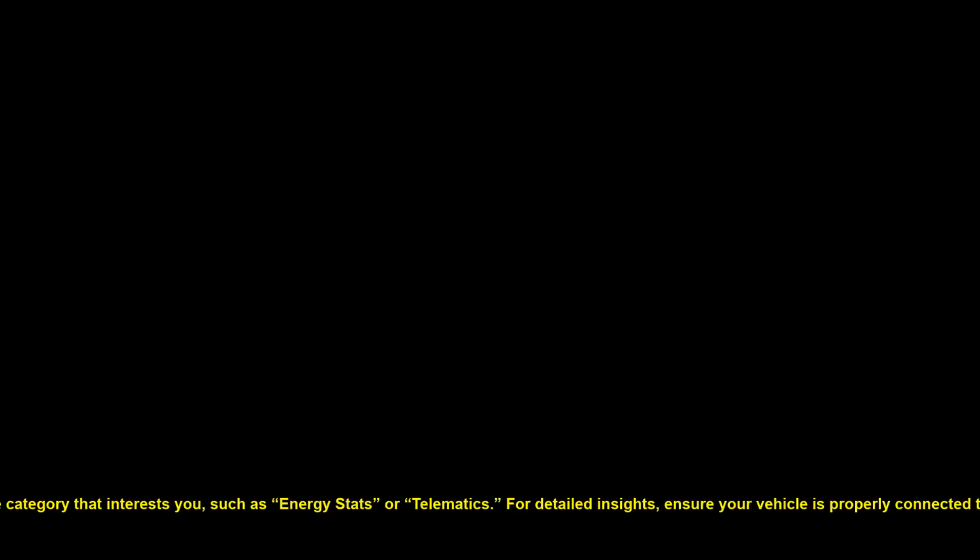To view your vehicle data, navigate to the left sidebar. Select the category that interests you, such as energy stats or telematics. For detailed insights, ensure your vehicle is awake, and refresh the page if necessary to update the data. Now you can start analyzing your vehicle's energy consumption and performance metrics. Feel free to explore additional settings and options within the dashboard.